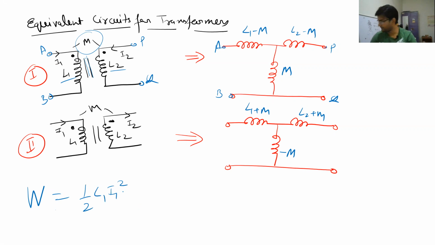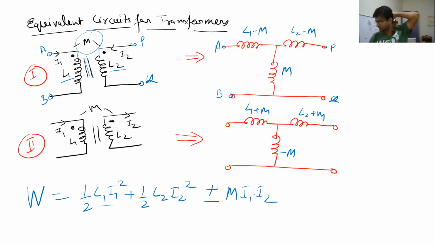I1 square, plus 1 by 2 L2 I2 square. This is in the first winding because of its self inductance, and this is in the second winding. And then we will have a plus or minus sign. I'll tell you when it will be plus and when it will be minus. So M times not I1 or I2 square, it will be I1 multiplied by I2, since the mutual inductance is caused by both these I1 and I2 currents, so we will have to take the multiplication of I1 and I2.